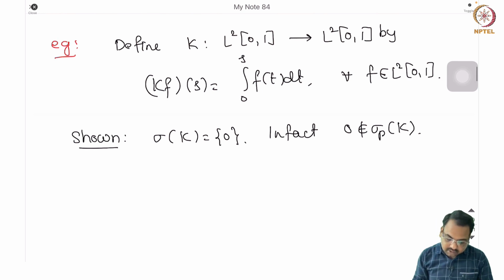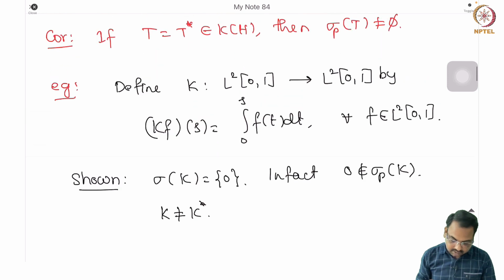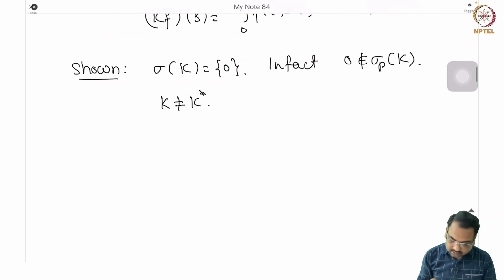Okay, so that means when you drop the self-adjointness, this operator is not self-adjoint, because K star f at s is nothing but integral s to 1 f(t) dt, so it's not self-adjoint. So that means we cannot drop the condition that K is self-adjoint. Now what will happen if you drop the condition that T is compact? So one more example.